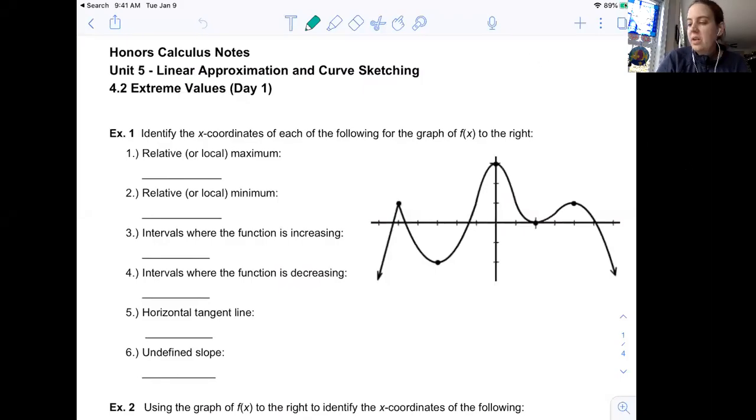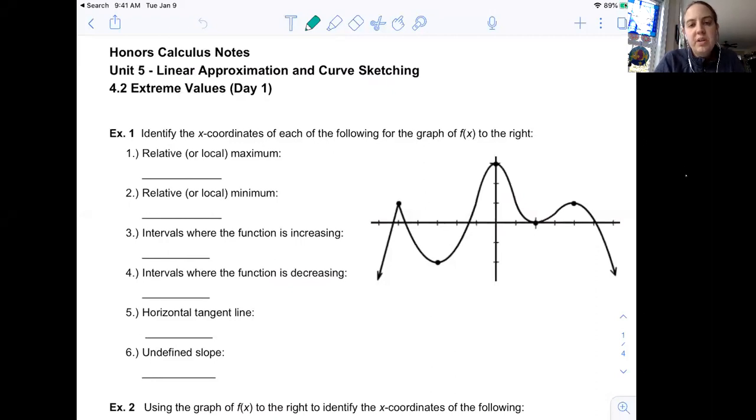This is section 4.2, extreme values. We're going to split this lesson into 2 days, day 1 and day 2. So on the first day, we're going to really focus on maximums and minimums and what critical points are. Tomorrow, we'll talk about absolute maximums and minimums and discuss what it means between those critical points.